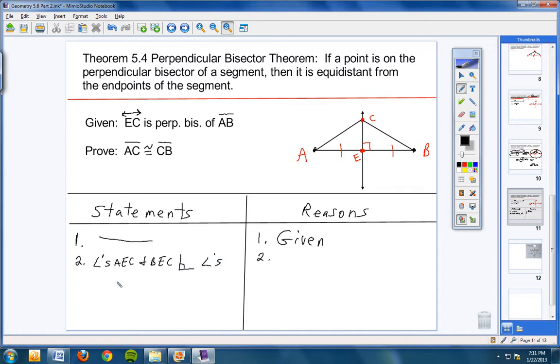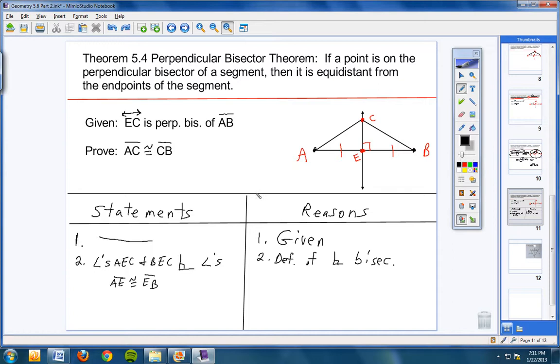And I can also state that AE is congruent to EB. Now, students, what reason can I give? How can I state that? Well, it would be definition of a perpendicular bisector. The definition of a perpendicular bisector is it cuts the segment in half, thus this segment is congruent to this segment here, and it also is perpendicular, thus we have right angles. All right, now let's continue on.